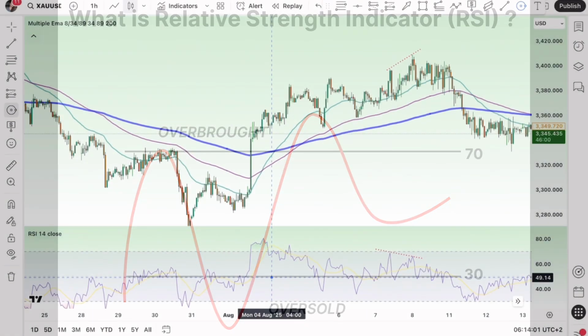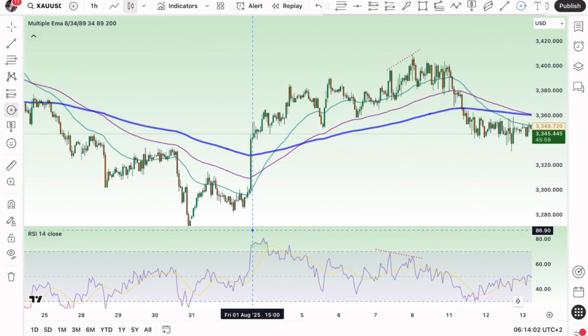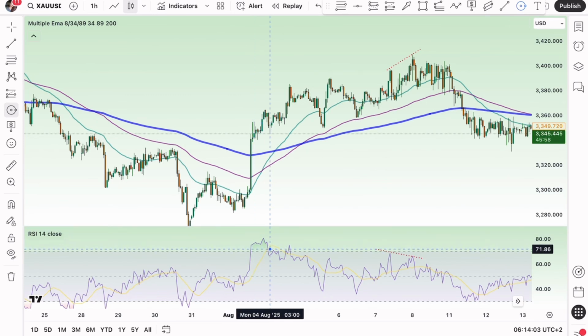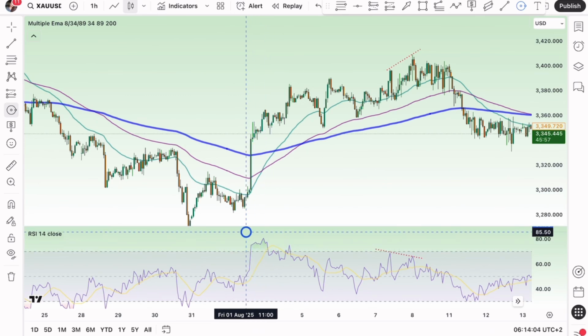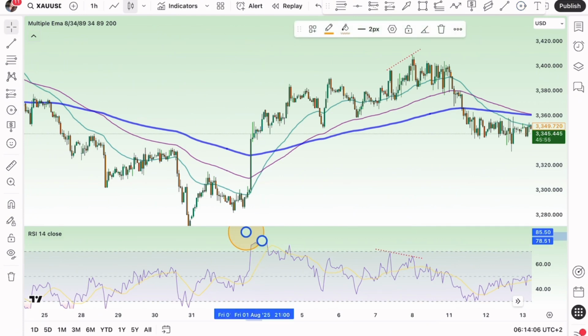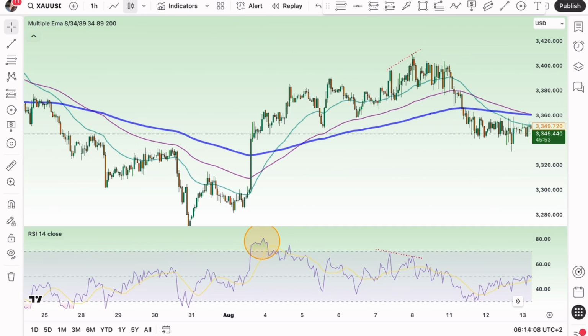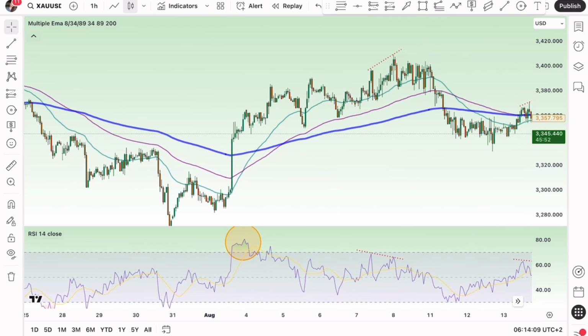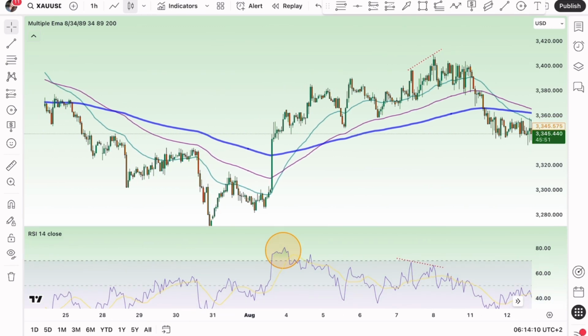So, what's the correct way to use it? Instead of trading as soon as the RSI hits this level, let's wait for the RSI to turn back from these zones. For example, when the RSI moves from 75 back below 70, that's a stronger signal that buyers are exhausted and a bearish reversal might be imminent.